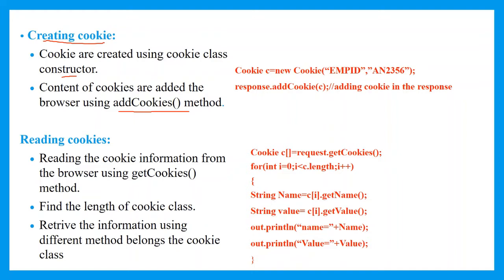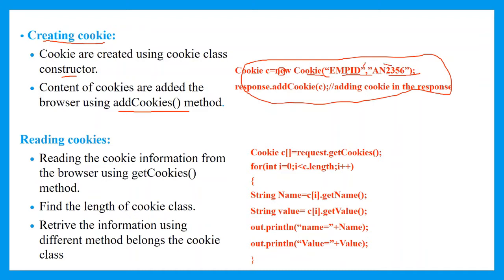This is an example to create a cookie. Assume that the first step says we need to create a constructor of the cookie class. So I have created a cookie. Now c is an object of the cookie class and I have created the constructor which takes two arguments. The first argument is the name of the cookie. Second argument is the value assigned to the cookie. Now I want to add this name and value to the browser.